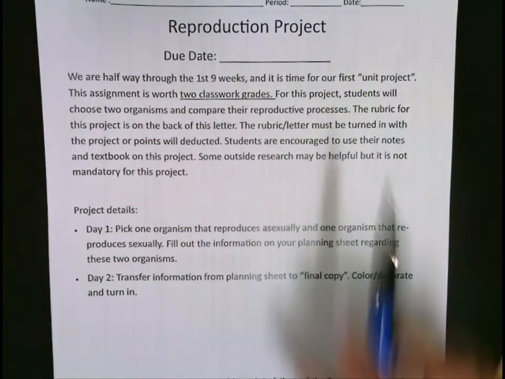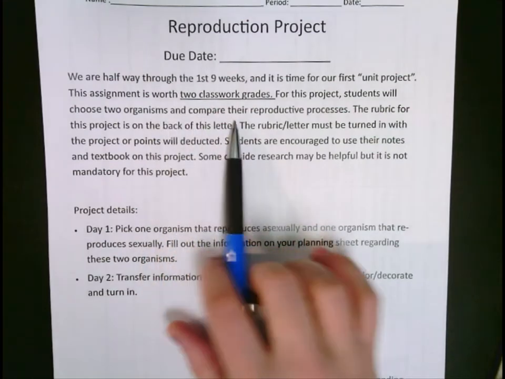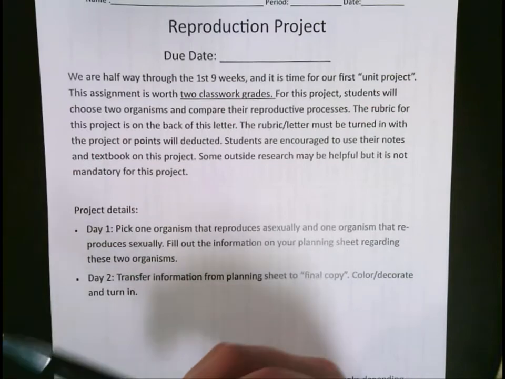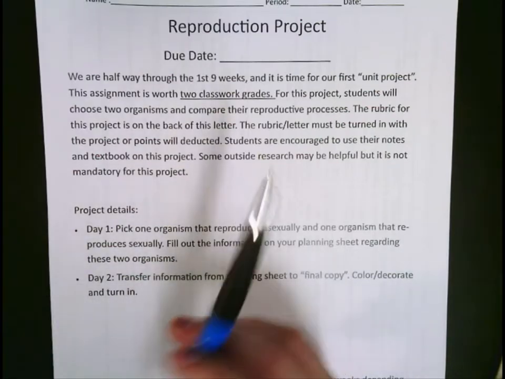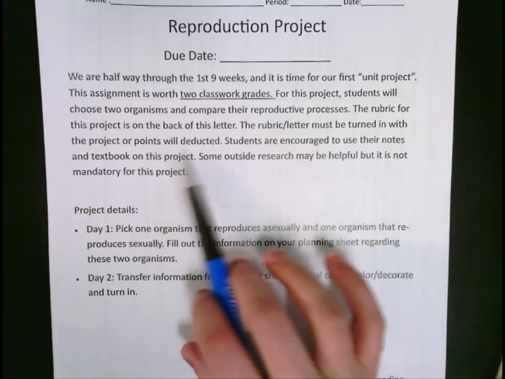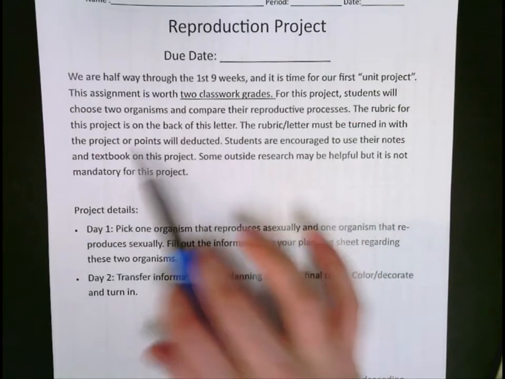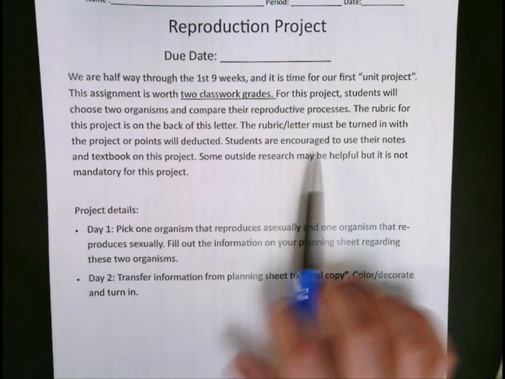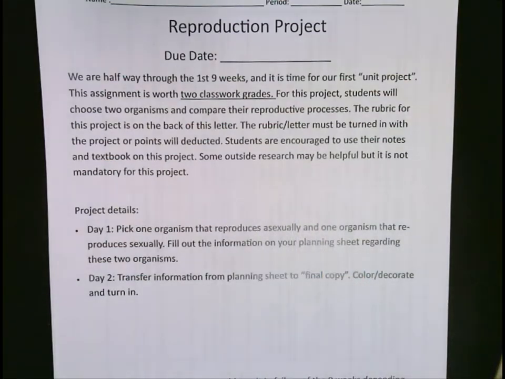What you're going to do for this project is choose 2 organisms and compare their reproductive processes. One organism you choose reproduces asexually and the other one will reproduce sexually. The rubric or letter must be turned in with the project or points will be deducted. That does not apply to online VIP students. You're encouraged to use your notes and textbook on this project. Some outside research may be helpful, but it's not mandatory, so you can use things from your textbook and from your notes to finish this up, but if you would like to use the internet for research, you may do so.